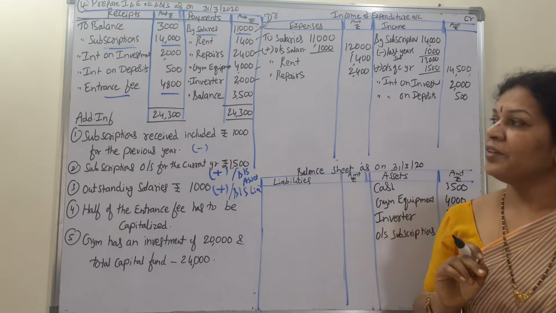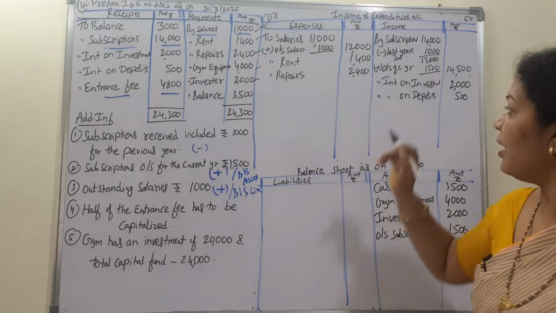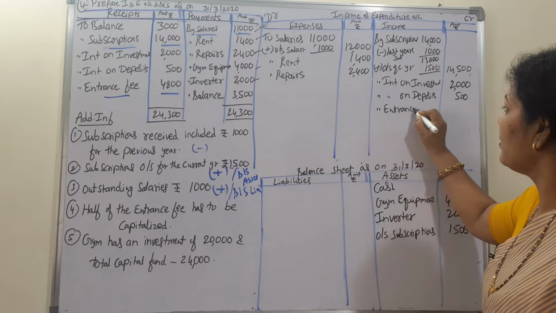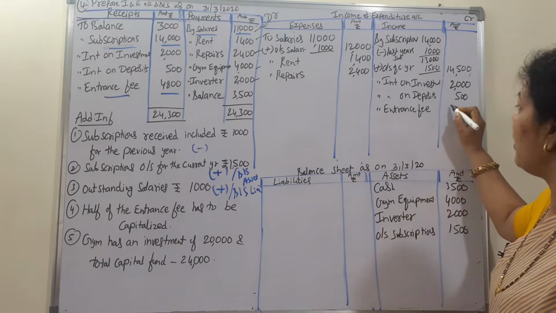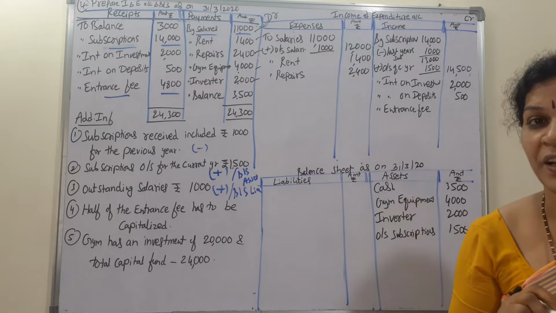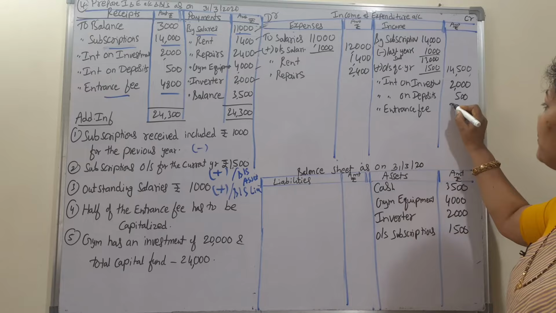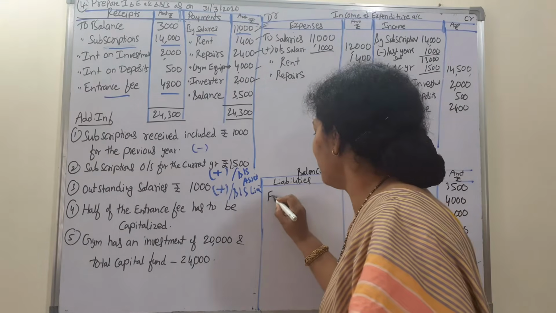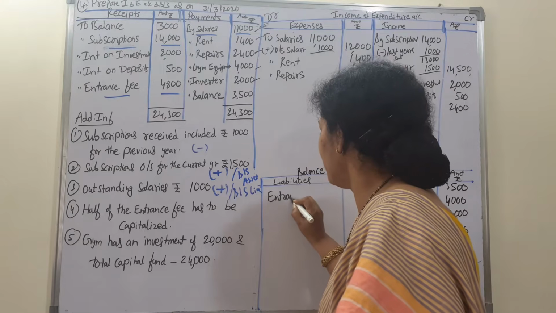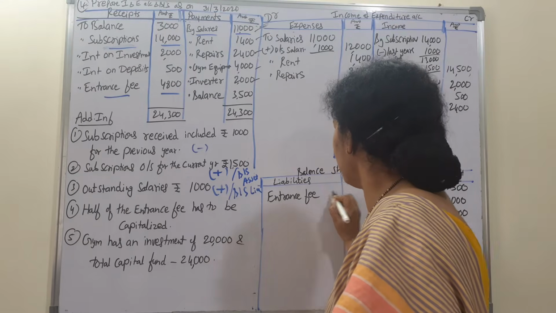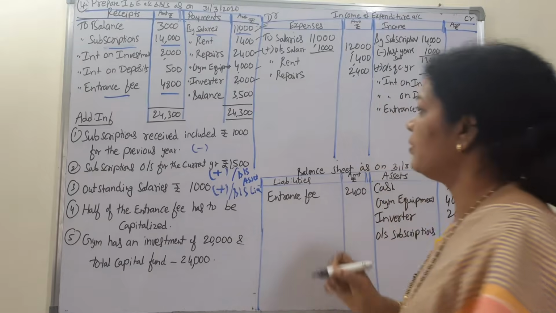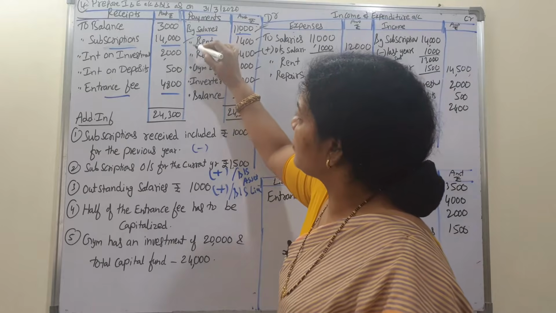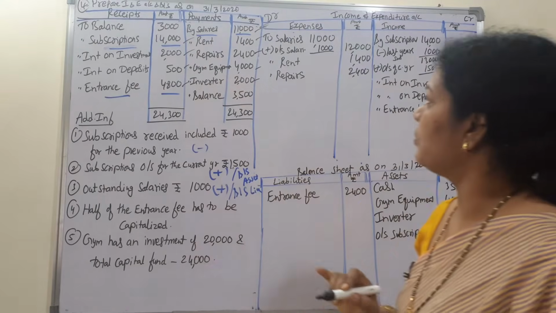Entrance fee: half is to be capitalized, only half we will take. Entrance fee, half means 4,800, half is 2,400. Half year entrance fee. Over. Subscriptions taken, interest on investments, everything is over.